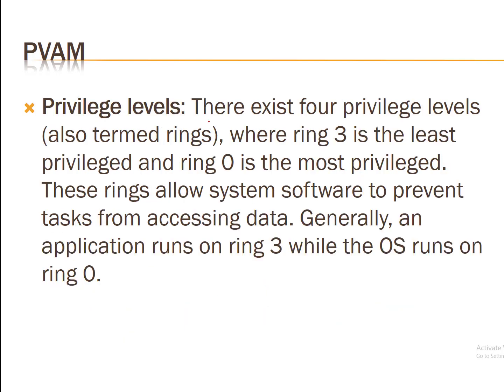In privilege levels, there exist 4 privilege levels. Those privilege levels we can consider in the form of rings. There are 4 rings. The inner ring is privilege level 0. The next outer ring has privilege level 1, then privilege level 2, and the outermost ring is privilege level 3.